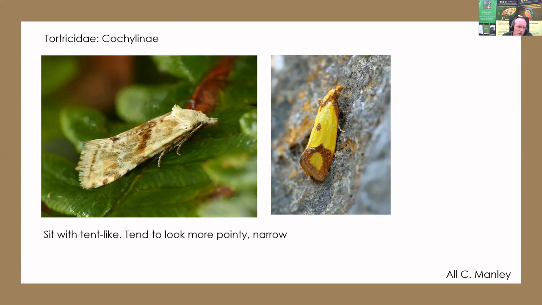The terminal cilia along here, so there's the termen, and this section here is cilia, so that's not actually part of the wing. These are hair-like scales, and they give it this sort of aerodynamic, almost Concorde shape. And all of the Cochylids will do that.